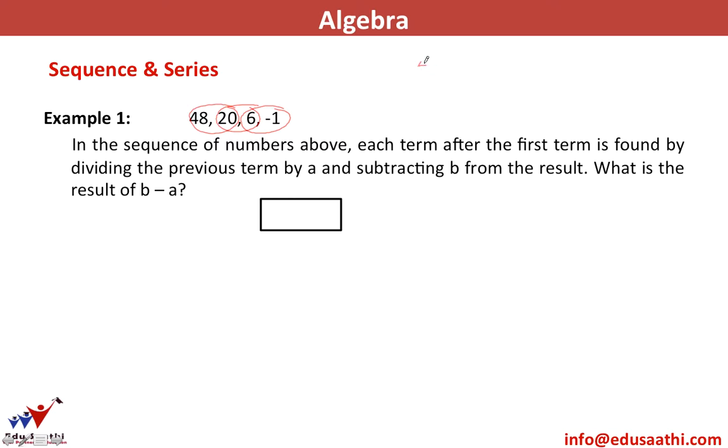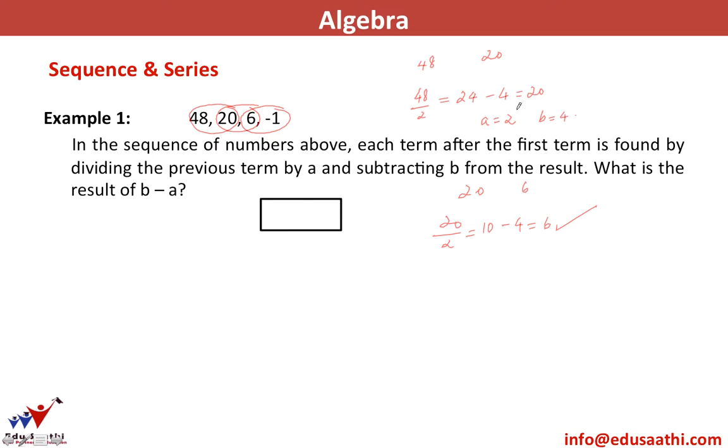So if I just look at 48 and 20, how would I get 20 from 48? 48 needs to be divided by 2 to get 24, and if I subtract 4 from it, what do I get? I get 20. So as per this set, the value of a should be 2 and the value of b should be 4. I need to validate the same in the second group, which is what? 20 and 6. 20, if I divide it by 2, I get 10, minus 4 gives me 6.